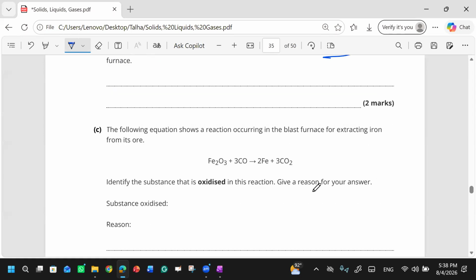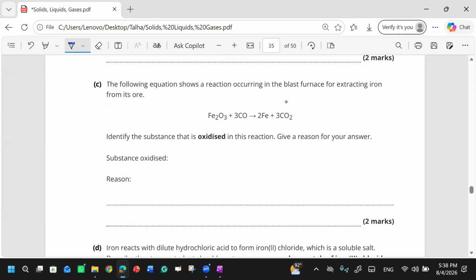Then the following equation shows a reaction occurring in the blast furnace for extracting iron from its ore. Now they have mentioned: identify the substance that is oxidized in the reaction. Give a reason for your answer. Which substance is being oxidized? Carbon. Is it the iron? What is oxidation and what is reduction?